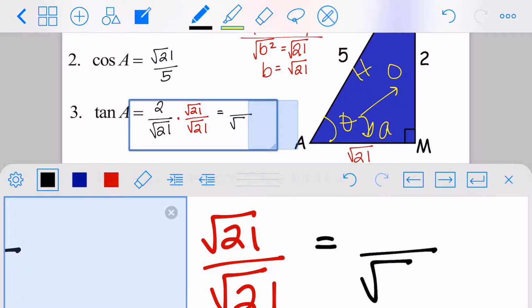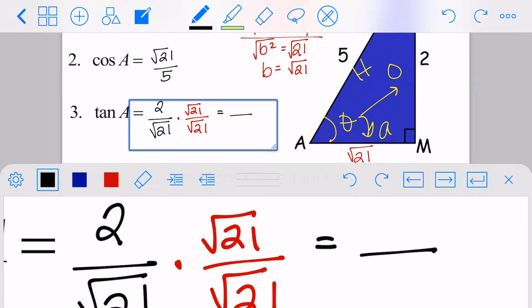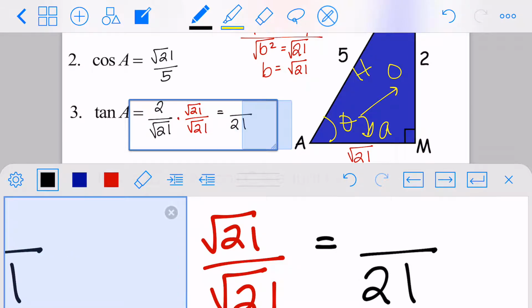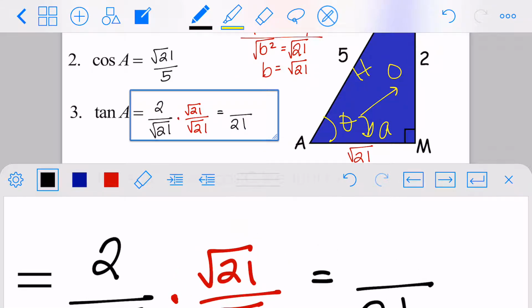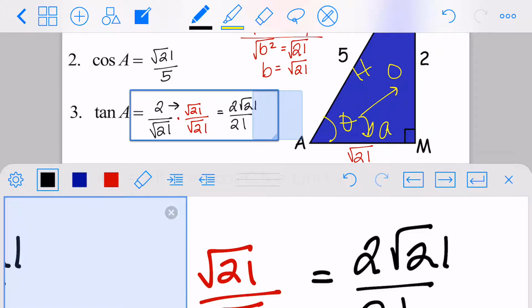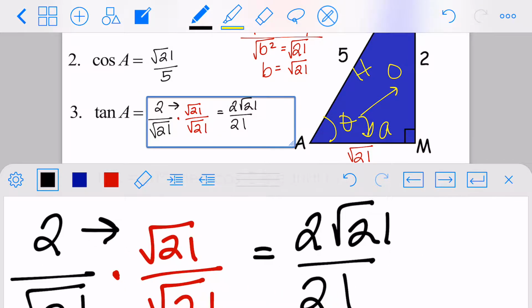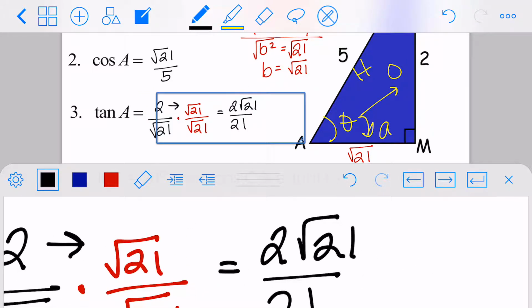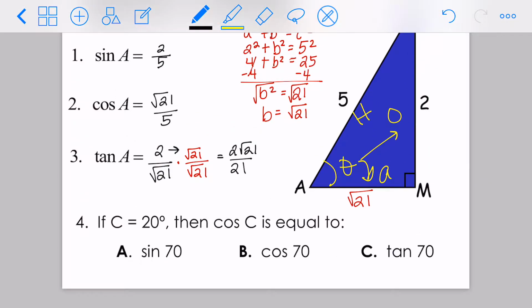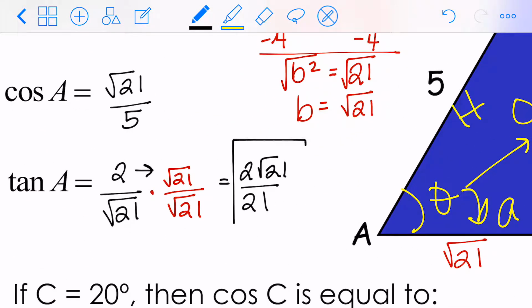144? No, it's not. It's a huge number. I don't know what it is off the top of my head, but I know that it's going to equal 21. Just like square root of 2 times square root of 2 is 2. If we multiply straight across, we get 2 square root of 21 over 21. I would try to simplify 2 and 21 if I can, but I cannot, so we are done.